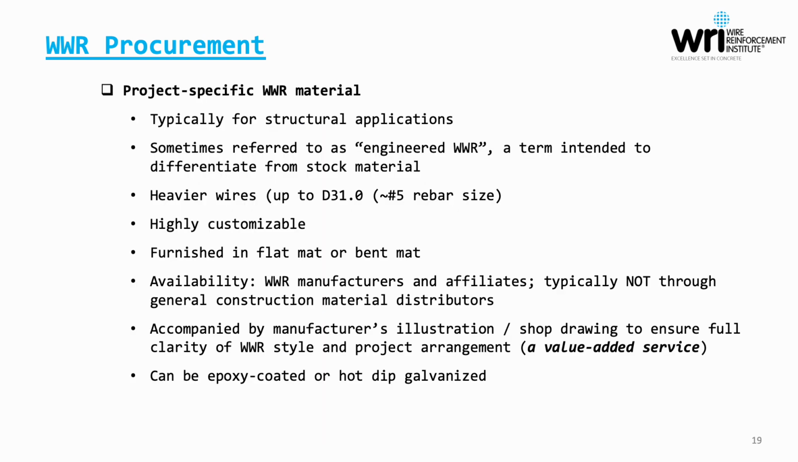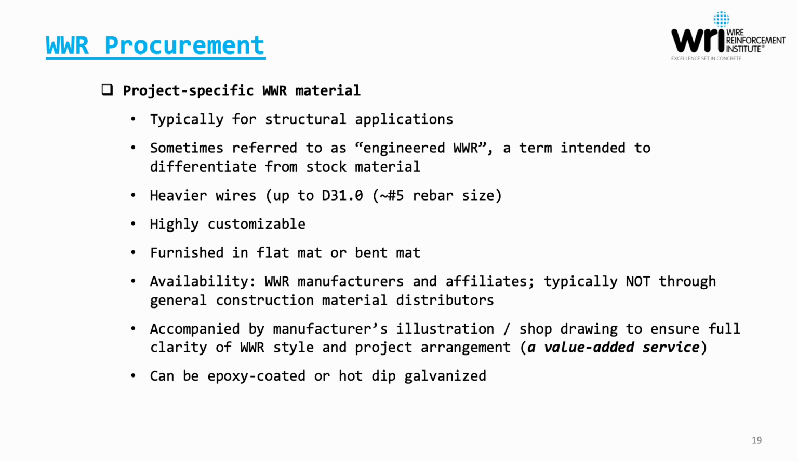If we move on to project-specific welded wire reinforcement material, this is typically for structural applications. Sometimes you'll see it referred to as engineered welded wire reinforcement or engineered mesh, just a term intended to differentiate it from stock material. You can have heavier wires with this project-specific structural welded wire reinforcement up to about a number 5 rebar size. That would be a D31. It's highly customizable, as we touched on earlier, with variable sizes, spaces, and lengths in both directions.